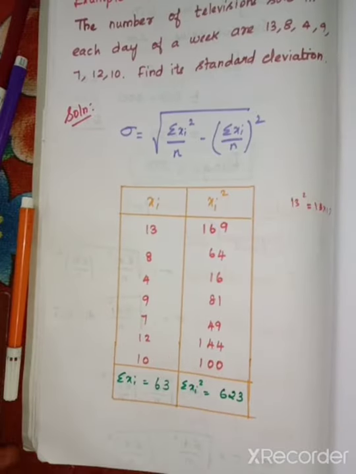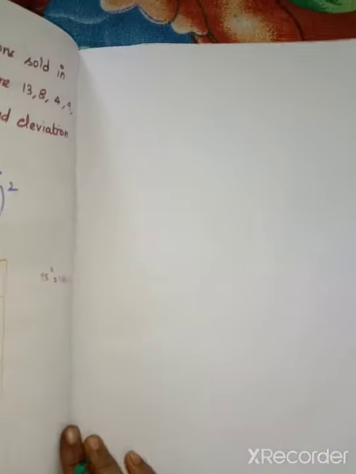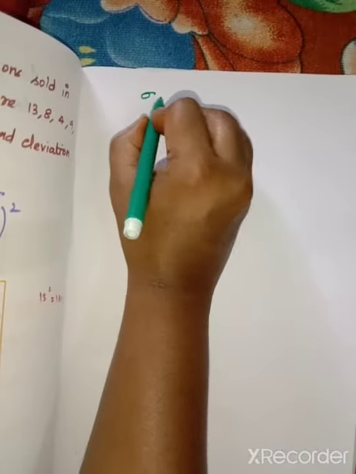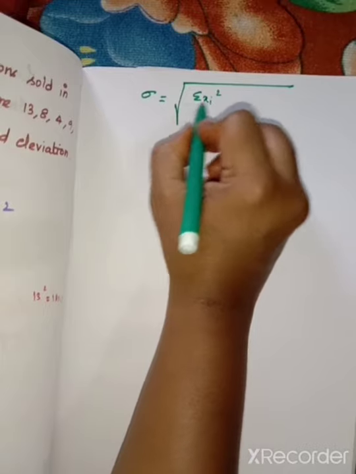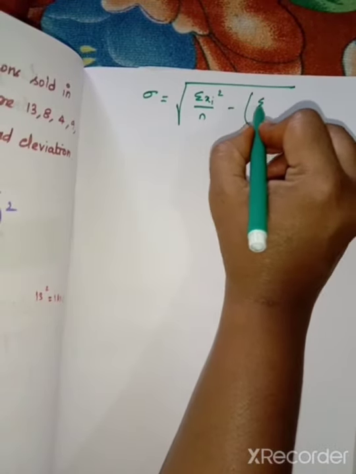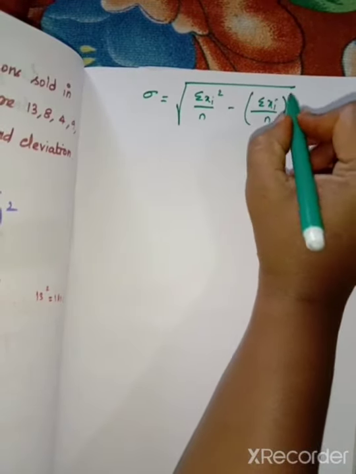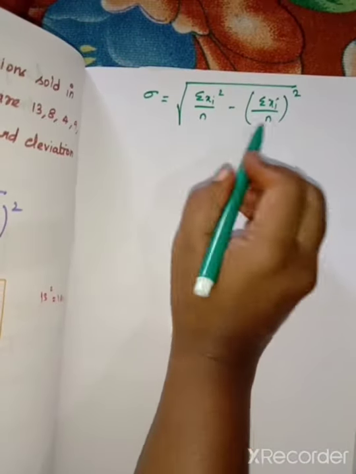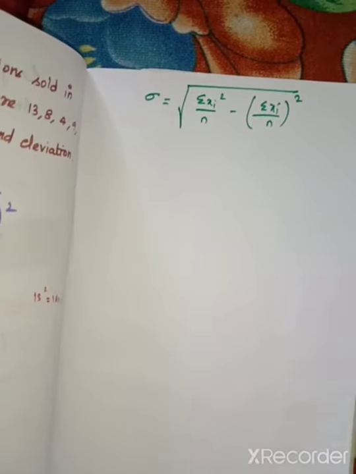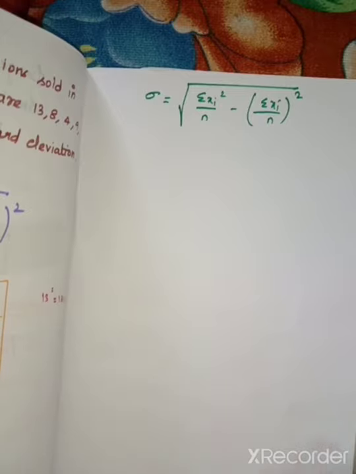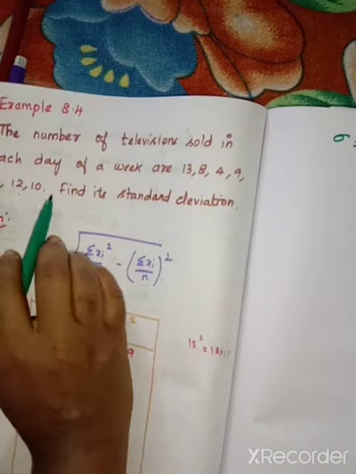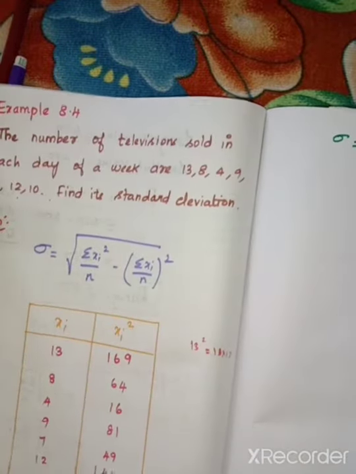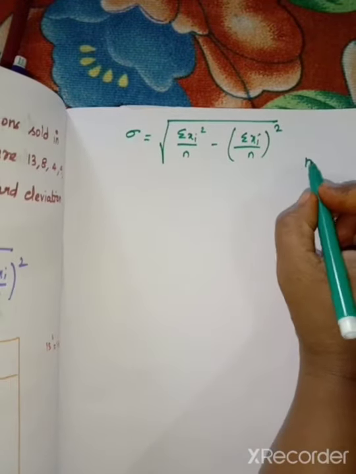Now we want to substitute in the formula. So here we have the formula, that is sigma equals root of summation xi squared by n minus summation xi by n the whole squared. Ma'am, here what is that n, ma'am? N is nothing but the number of values. Here we have the ungrouped data, values are 1, 2, 3, 4, 5, 6, 7. So here we have the n term as n equals 7.